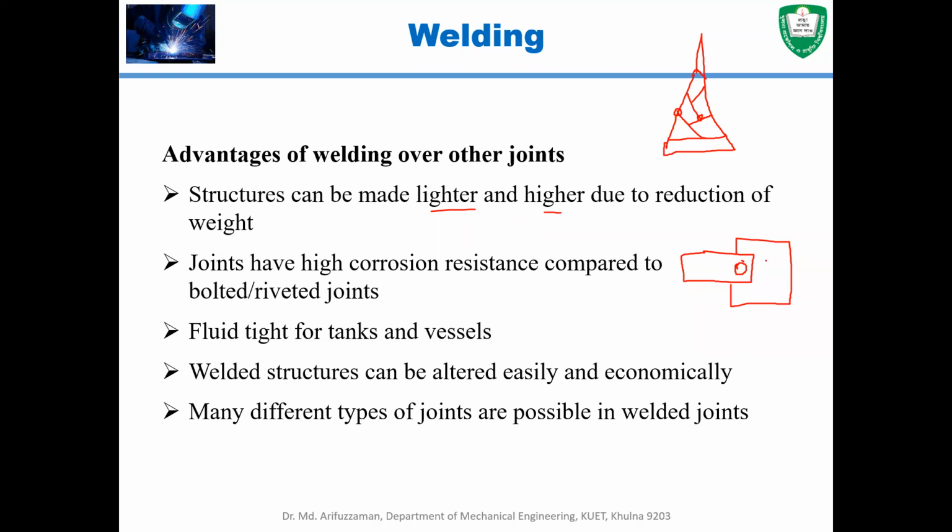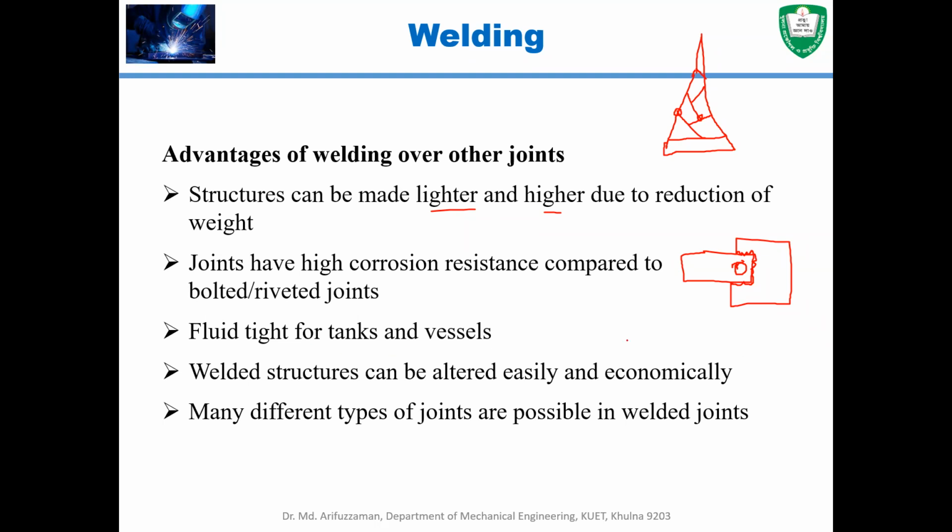And when you join with the bolt, there will be sharp corners around the bolt, and in those sharp corners the water particles can be easily entrapped and corrosion is propagated. But if you use a welded joint instead of this bolt, if you use the welded joint around these, then the sharp corners will be reduced. And due to the reduction of sharp corners or intermetallic gaps, the corrosion can be significantly reduced.